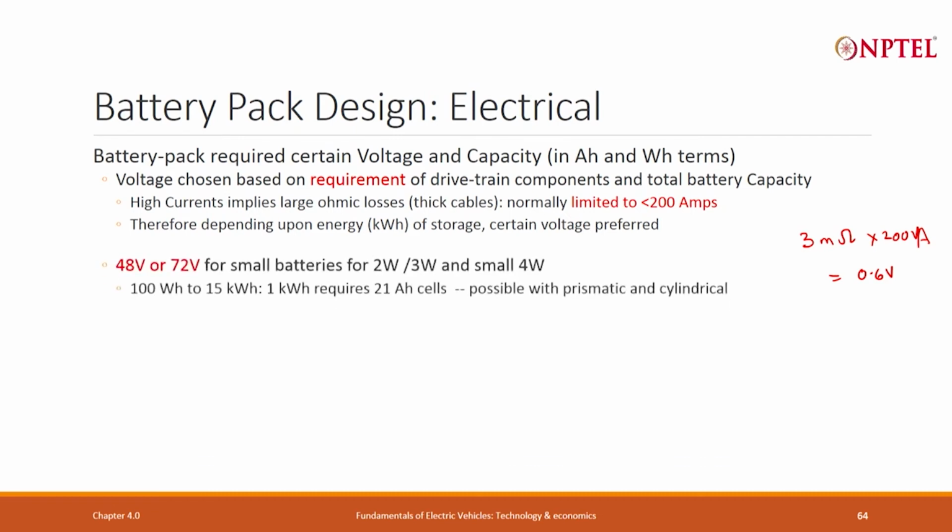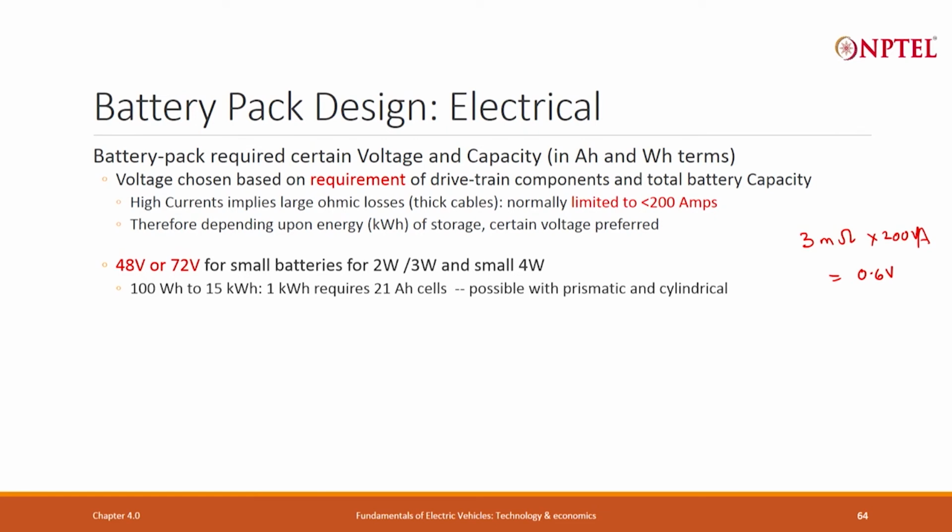48 or 72 volt is okay for 2-wheeler, 3-wheeler. 100 watt hour to 15 kilowatt hour. 15 kilowatt hour itself is 300 amperes, already very high, not good. So, this is something that you have to worry about.